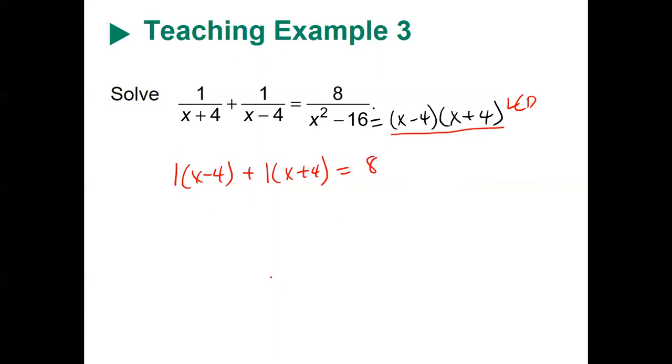Once you have established that, all you have to do is now solve it. So we have x minus 4 plus x plus 4 equals 8. That gives us 2x equals 8. So what does x equal? 4. Now what's the problem with 4?